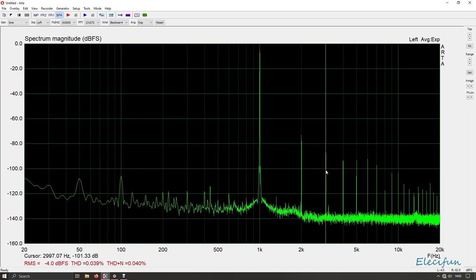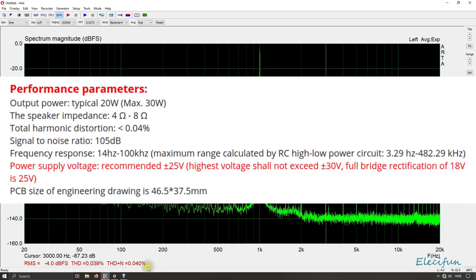You can see why some people really rave on about these chip amps, because that is good, isn't it? At 3 kilohertz, the uneven harmonic there is minus 87.23 dB. That's very, very good. So all in all, I suppose you could say that for the total harmonic distortion, it's within spec of what they advertise. It's on spec of what they advertise, pretty much.